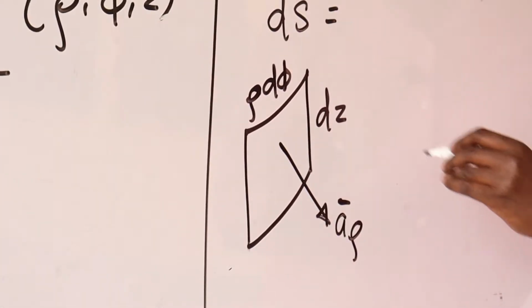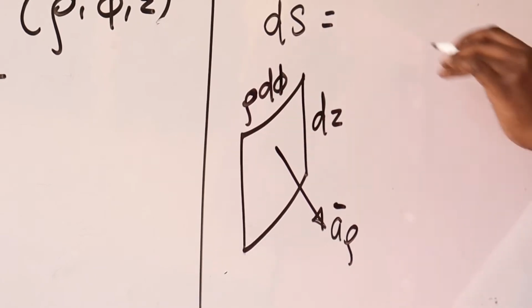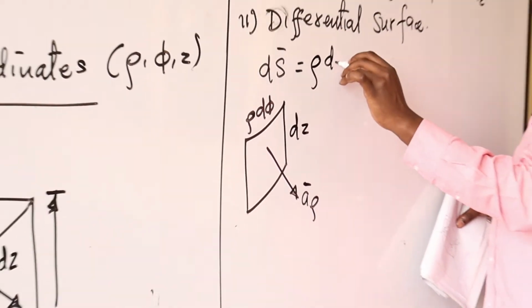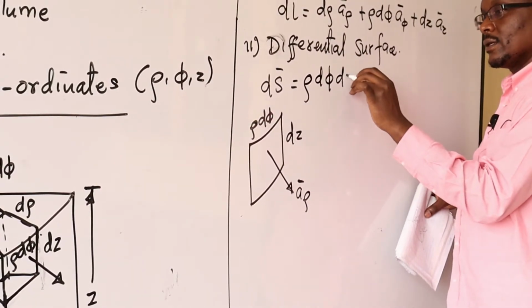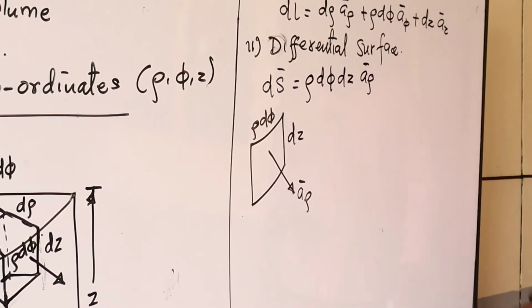So this is our surface. And that surface, if we represent that, we are going to have rho d phi dz in the a rho direction. That will be our particular surface.